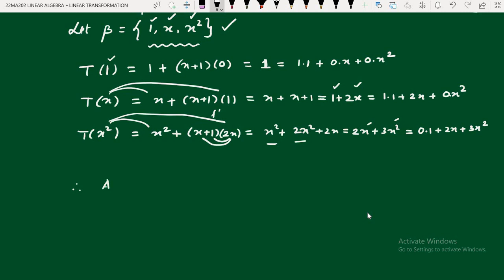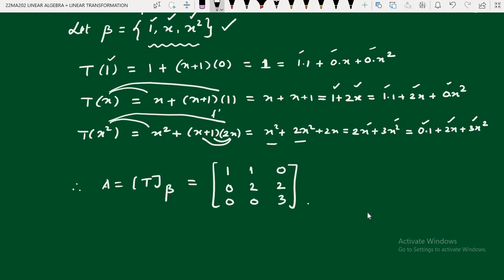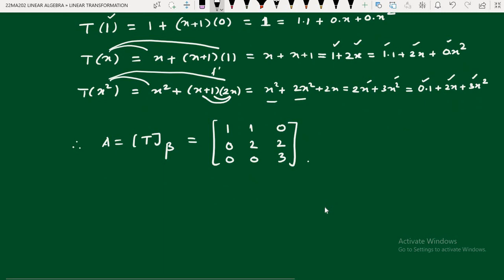Therefore the matrix A equals the matrix T over beta. So this is nothing but, take the coefficients of T of 1 and write them column wise: 1 0 0, and for the second element 1 2 0, and for the third element 0 2 3. Write those coefficients column wise. So this is the matrix of the given transformation. For this matrix we have to find eigenvalues and eigenvectors also.